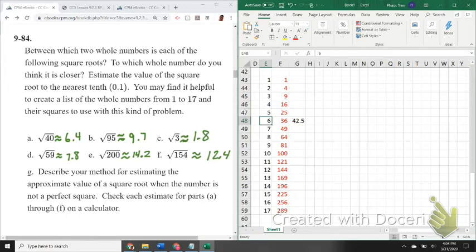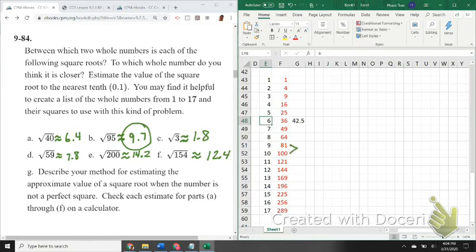Okay, here are my estimates. And it says to check your answers with a calculator. So before we do that, let's talk about the strategy that I mentioned before. Right? So for B, I have 9.7. The square root of 95 is going to be between the square roots of 81 and 100. Well, 95 is closer to 100 than it is to 81. 95 is only 5 away from 100.